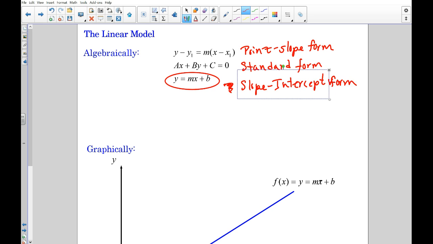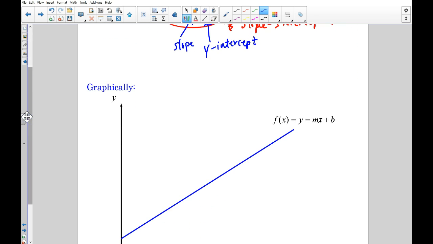Again, recall that m stands for the slope in this particular equation, and b is the y-intercept. And then x and y are our unknown variables. We can also think of a linear model graphically.